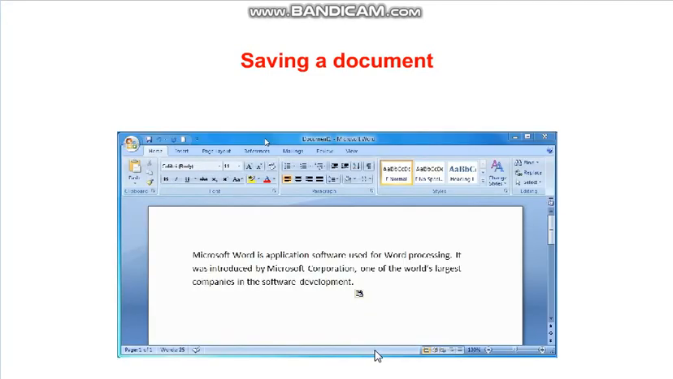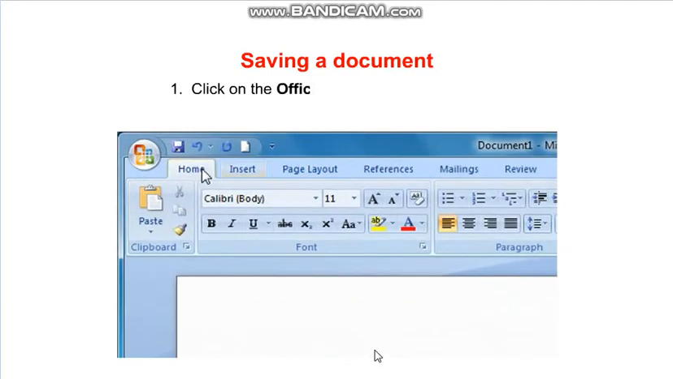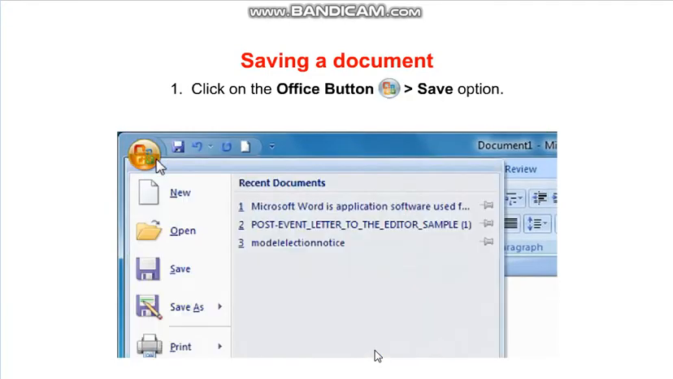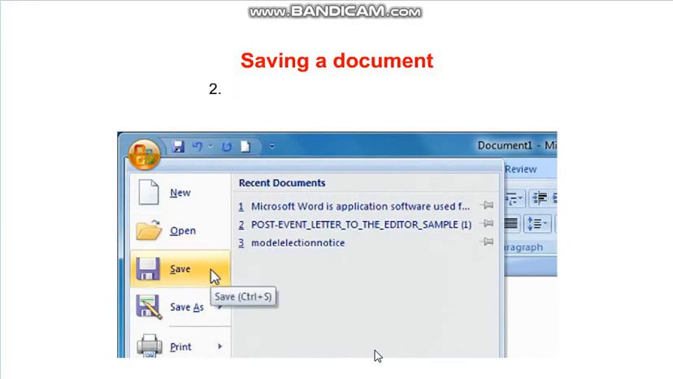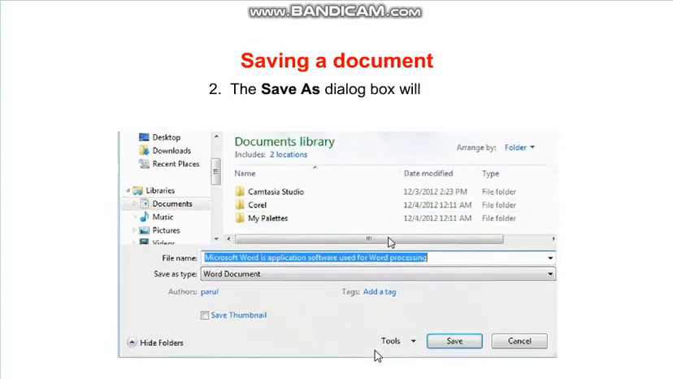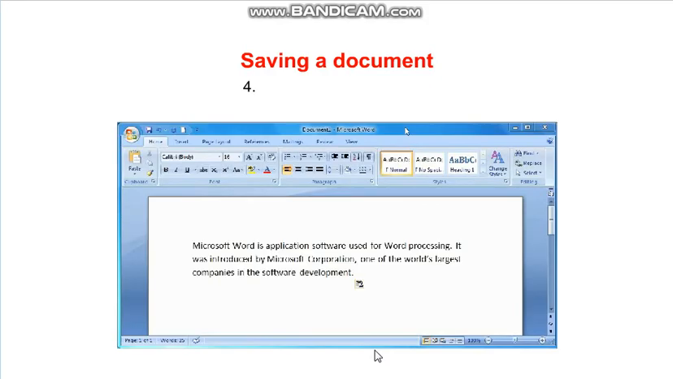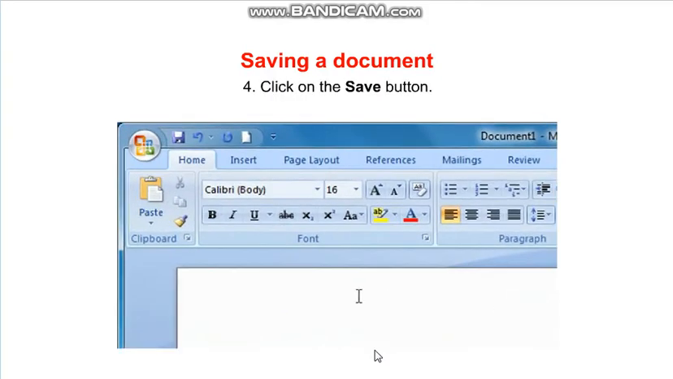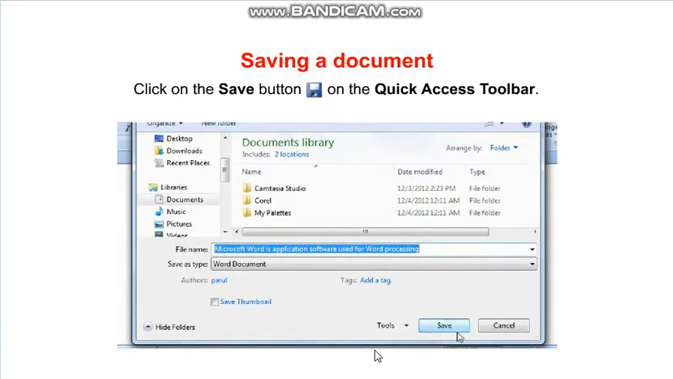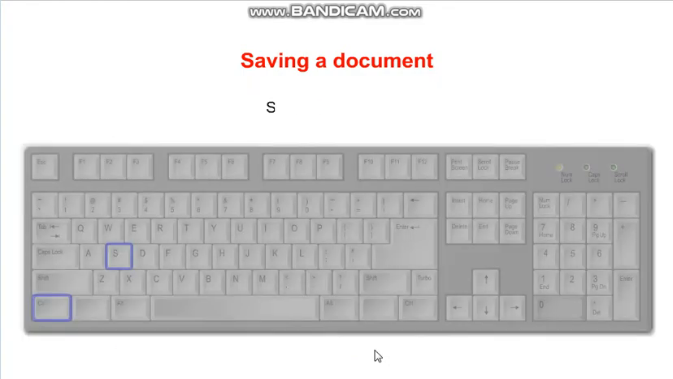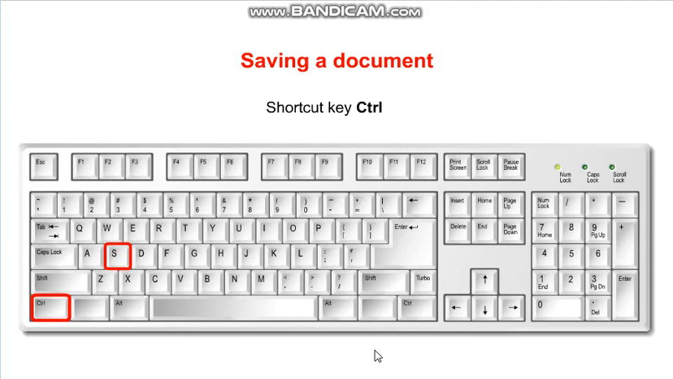Saving the document. Click on the Office button, Save option. Give the name and then click on Save. This is also Save, and the shortcut key is Ctrl+S.